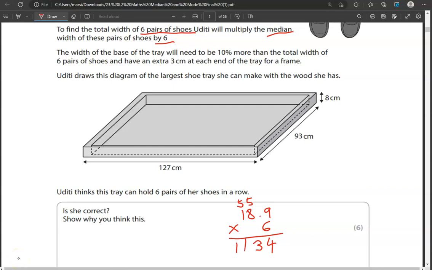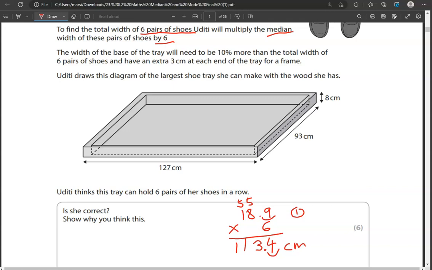Where do we put the decimal point? Looking at the first number, 18.9, it has 1 decimal place. 6 has no decimal places because it's a whole number. So we're going to give the answer 1 decimal place. So going backwards, that's where we're going to place the decimal point. So it's 113.4 centimeters, that is. So that's the total width of the 6 pairs of shoes. So you can imagine them being next to each other, 6 pairs of shoes, and the total width is 113.4 centimeters. So will that fit in the tray?